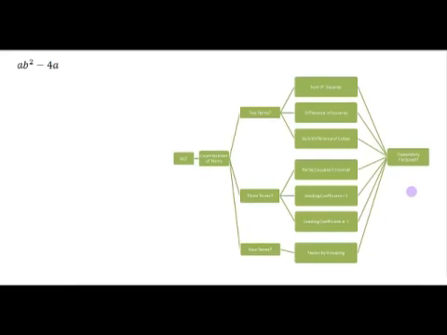ab squared minus 4a. The first thing we do is check for a greatest common factor. We have an a, and then we're left with a b squared minus 4. Now let's count the number of terms. We have 2 terms, so maybe we have a sum of squares. No, because we have a minus sign.